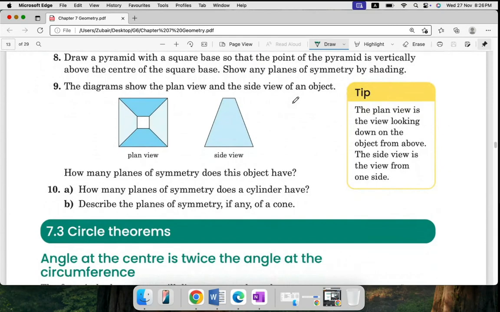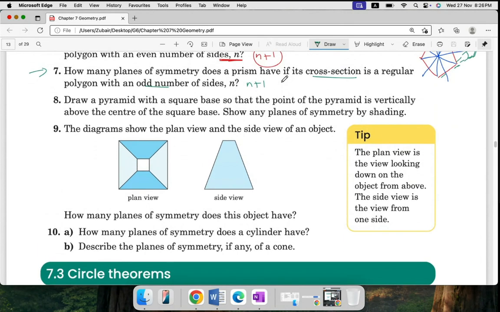Number 8. Draw a pyramid with a square base so that the point of the pyramid is vertically above the center of the square base. Show any planes of symmetry by shading. Okay, that is a practice exercise. Square base at the top, pointed end. Now, how many planes of symmetry do you think this shape would have?